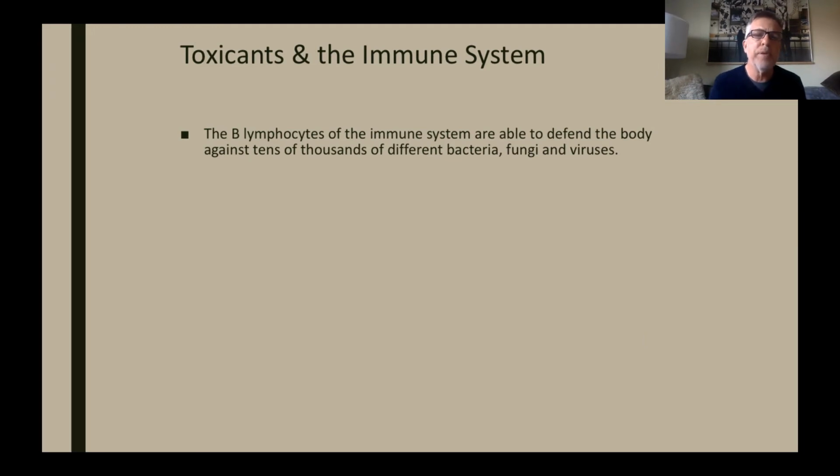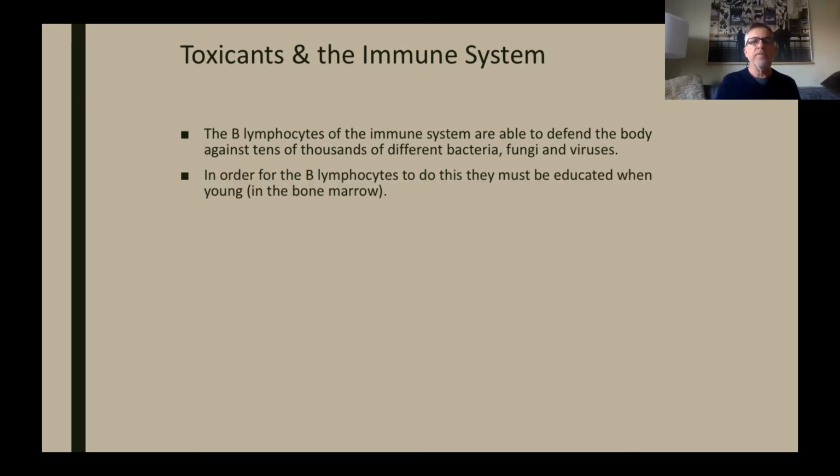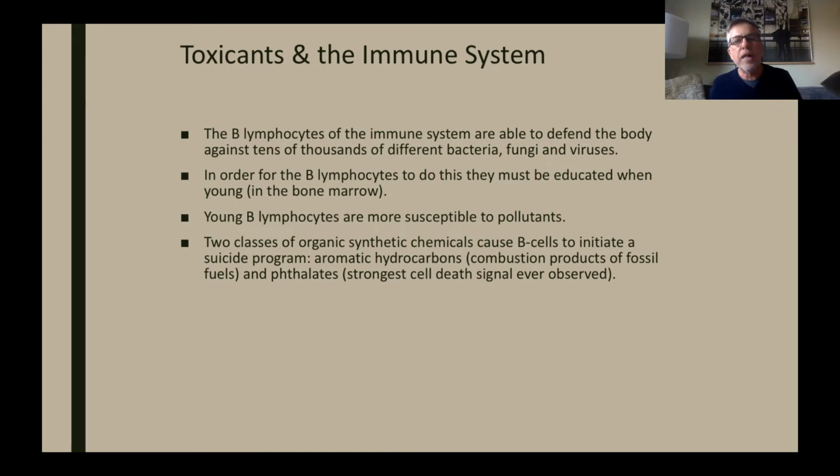I want to talk a little bit about some of the evidence that shows that toxicants can affect the immune system. The B lymphocytes of the immune system are able to defend the body against tens of thousands of different bacteria, fungi, and viruses. In order for the B lymphocytes to do this, they must be educated when young, and they do that in the bone marrow. Young B lymphocytes are very susceptible to the effects of pollutants, and two classes of organic synthetic chemicals cause B cells to initiate a suicide program. In other words, they kill themselves.